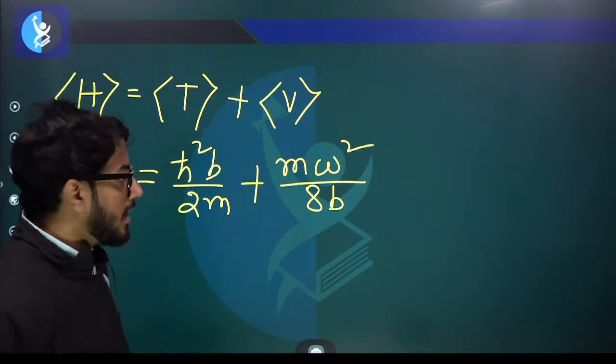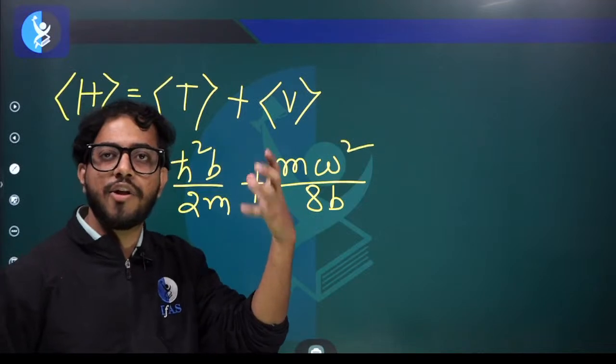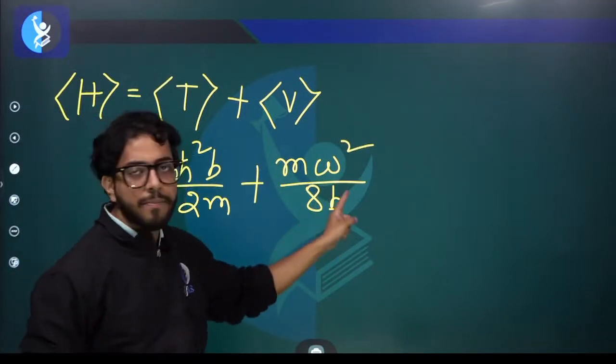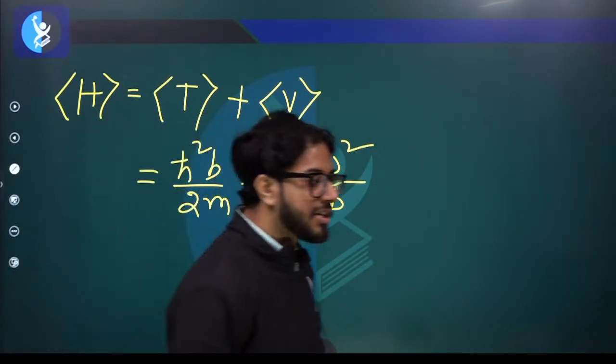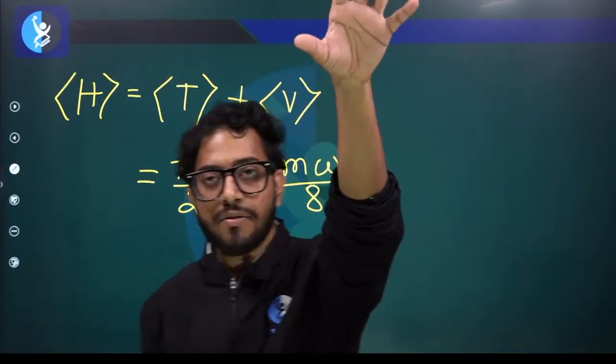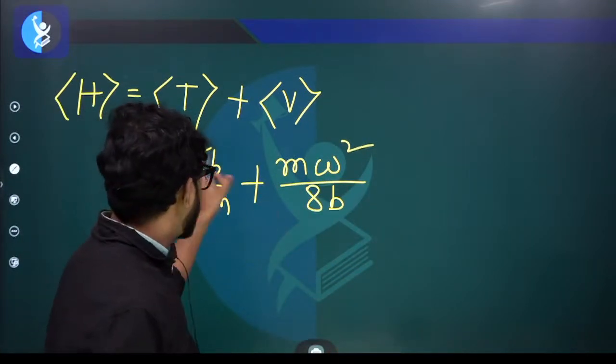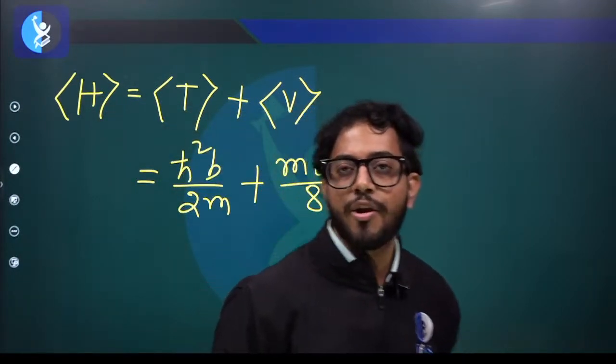So now they're asking, what is the minimum value of this expectation value of the Hamiltonian? Of course, it will depend upon b. In the question, they have asked you, for what value of b you will get the minimum ground state energy, and what is that ground state energy?